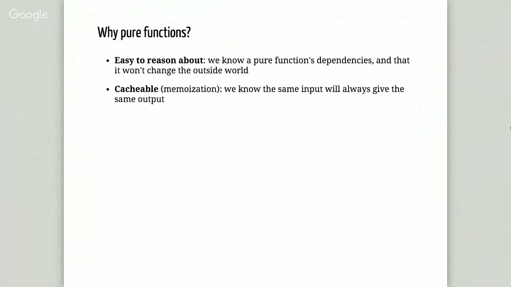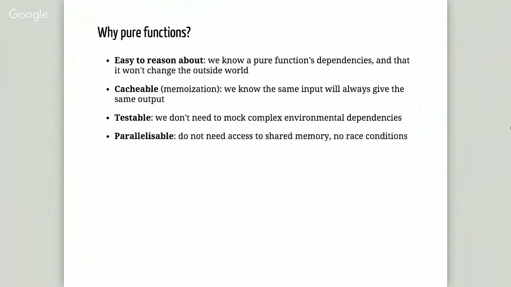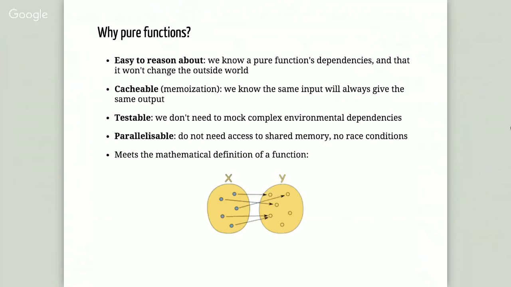They're also trivial to cache, because you could just store a mapping from input to output. You know that it's never going to change. It's a technique called memoization. They're easier to test because you don't need to mock the environment outside of the function. You just give it certain inputs and check certain outputs. They're easy to parallelize because you're not sharing resources. And they also meet the mathematical definition of a function.